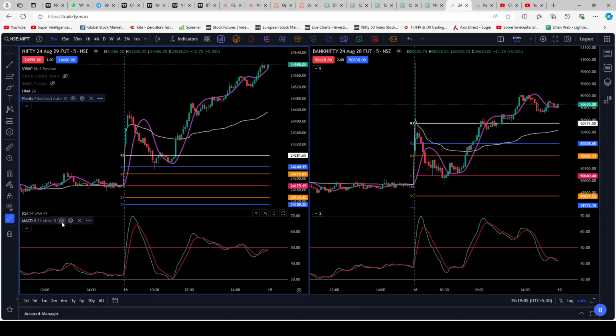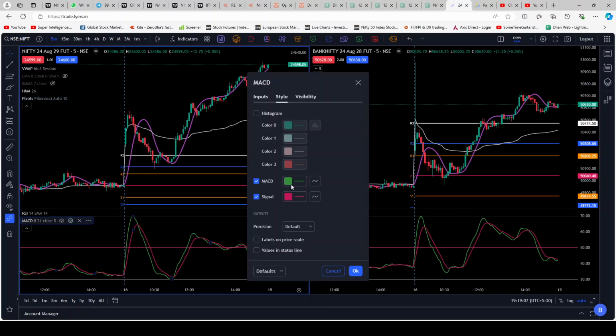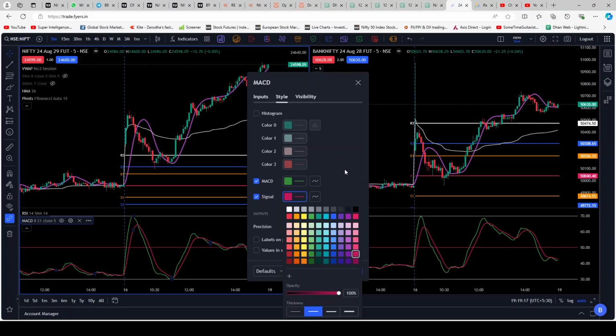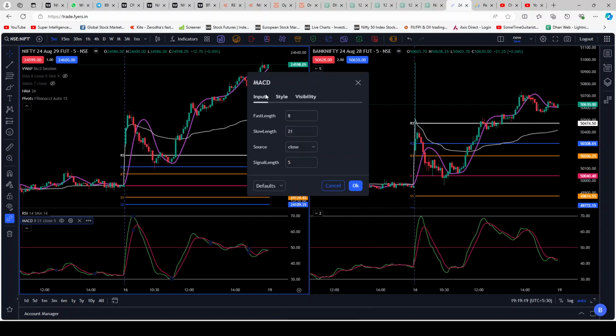At the bottom, the main indicator is MACD. MACD and signal are ticked. Strength is unchecked. MACD is green, thickness is 2. Signal is red, signal thickness is 2. The main setting is 8-21-5. This is the golden setting.